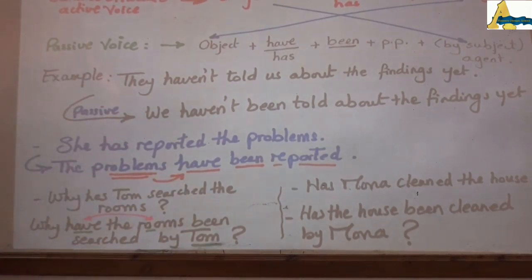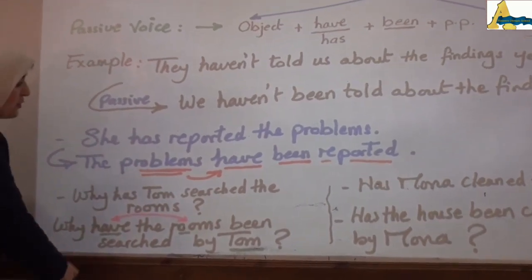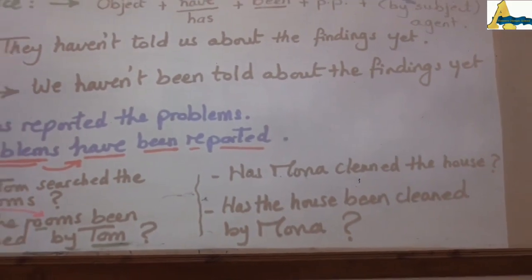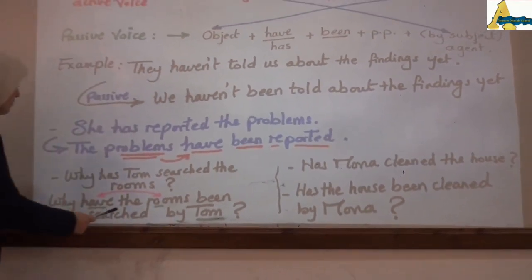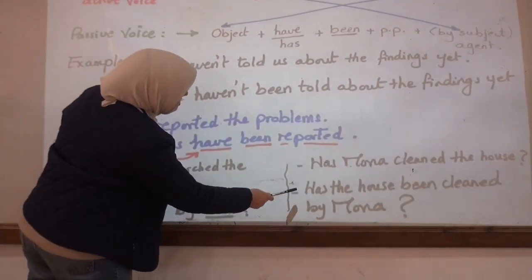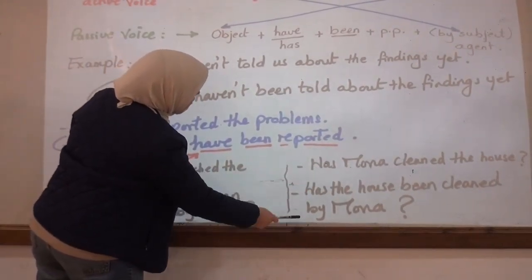"Why has Tom searched the rooms?" This is the WH word question, and then the yes or no question. "Why has Tom searched the rooms?" "Why have the rooms been searched by Tom?" "Has Mona cleaned the house?" "Has the house been cleaned by Mona?"